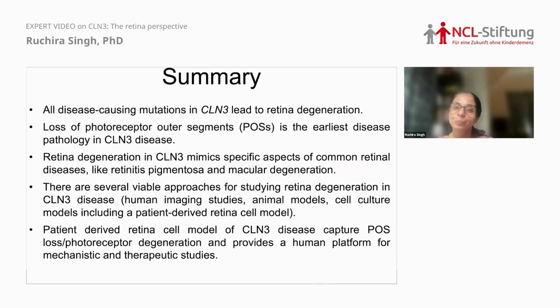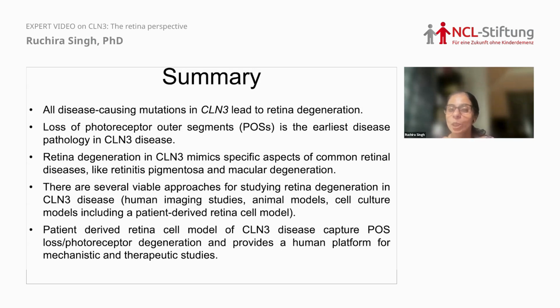So to summarize, what I've talked about today is that all disease-causing mutations in CLN3 lead to retina degeneration. The loss of photoreceptor outer segments is the earliest disease pathology in CLN3 disease, and retina degeneration in CLN3 disease can mimic aspects of more common retinal degenerative diseases like retinitis pigmentosa and macular degeneration, but there are distinct pathological manifestations of each, and the molecular defects and mechanistic basis is likely to be very different.